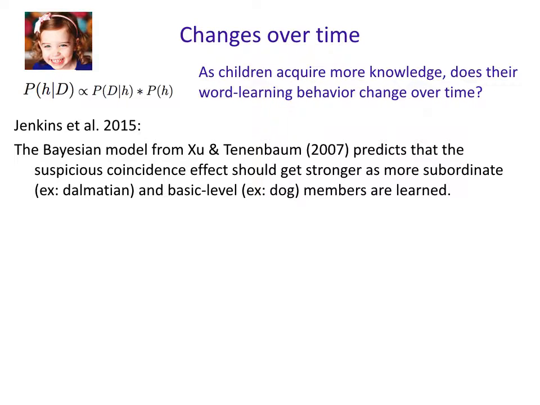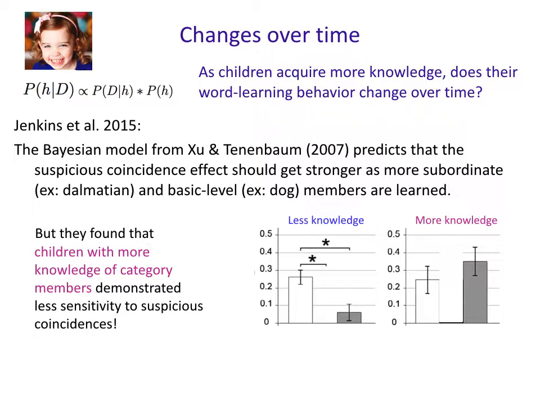So the more you know, the more members at both the subordinate and basic level you know, the stronger this preference should be. However, what they found is that children with more knowledge of how many members are in each category actually demonstrated less sensitivity to suspicious coincidences. So this is what's shown in these two graphs here, where I've whited out the graph we're not going to look at on the right-hand side. But we have the less knowledge and the more knowledge kids, right?